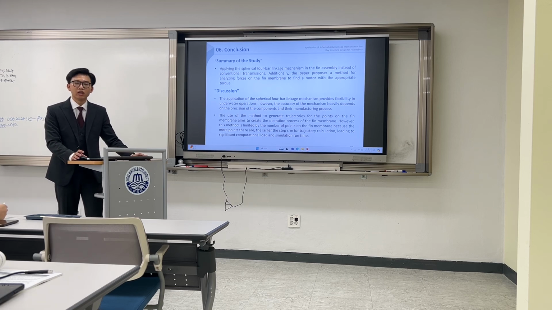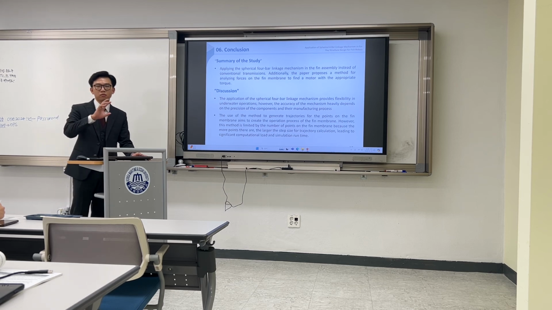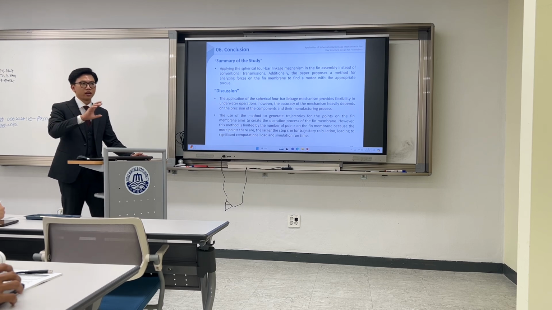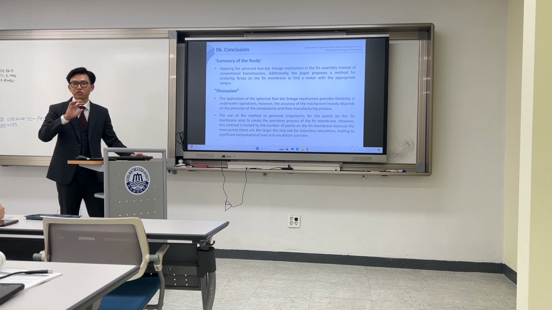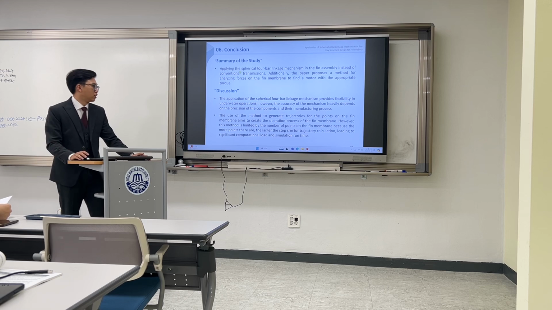Because we build that in a workshop, we have some errors when manufacturing. So when we put the controller and algorithm into real life, we have some disturbance in the controller, so we have to fix it. And the method is used to generate the trajectories for the points on the fin membrane and to create the operation process.